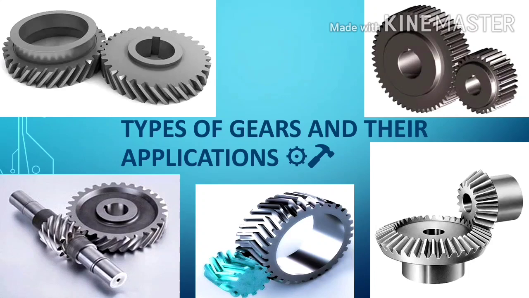So let's first start with what is a gear. A gear can be defined as a mechanical element used for transmitting power and rotary motion from one shaft to another by means of progressive engagement of projections called teeth. So let's start with the first type.